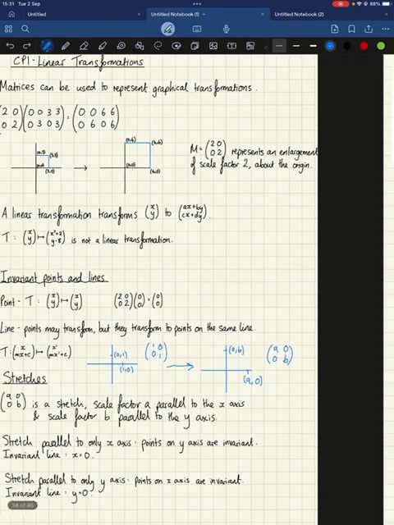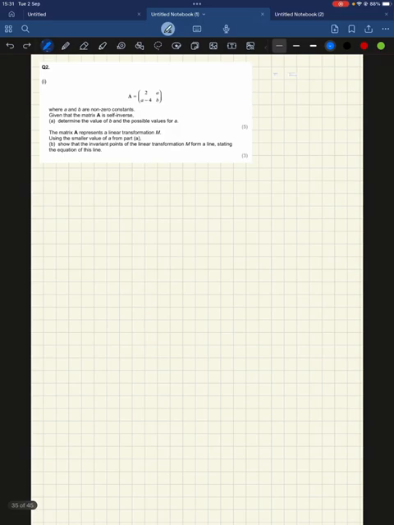Now let's do an exam question that covers what we've just done. So part A. A is the matrix over here. A and B are non-zero constants. Given that matrix A is self-inverse, right? So matrix A is self-inverse. The chapter before this was matrices, so you should know about the inverse of a matrix. So if it's self-inverse, the inverse of A is literally, so it's 2A minus 4AB.